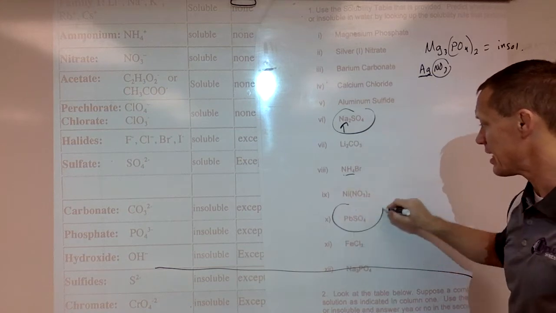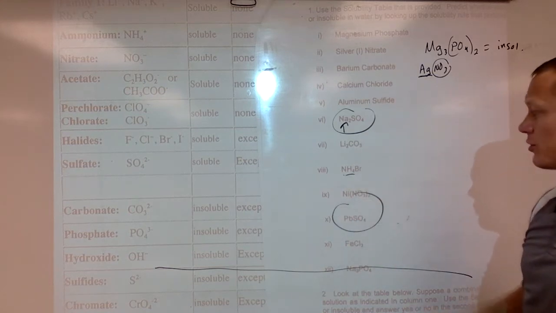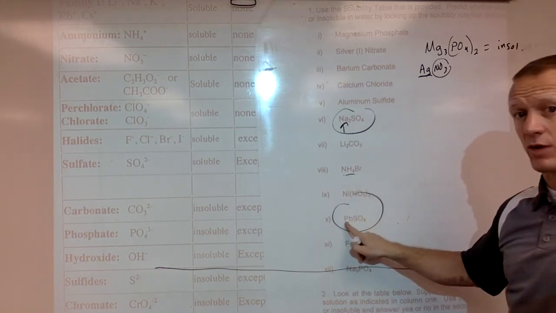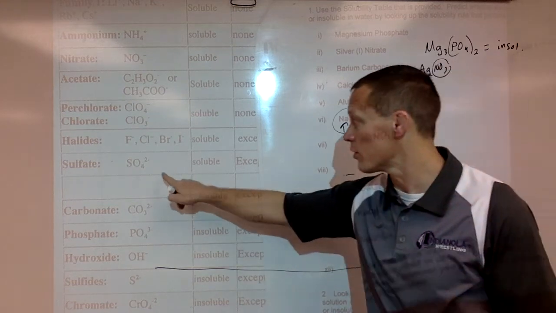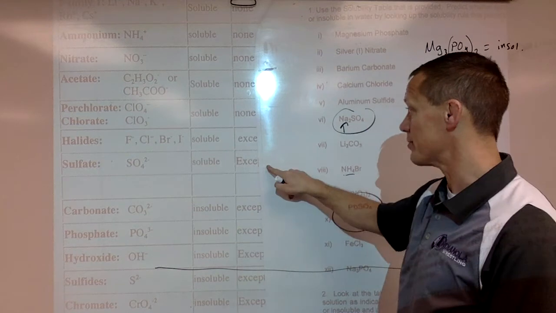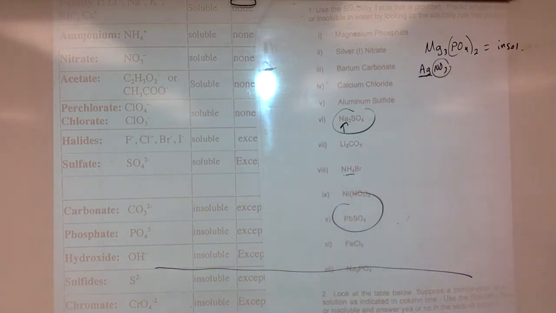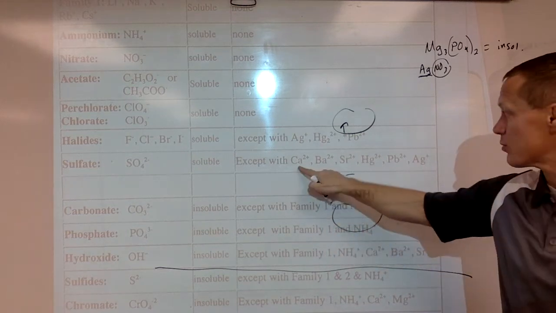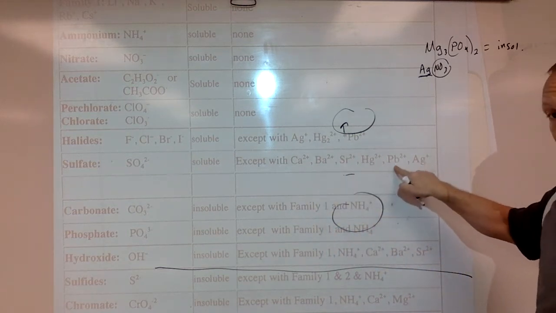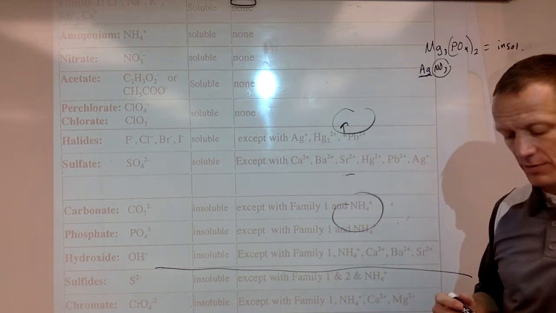Let's look at lead sulfate. So we'd go to first element is not family 1. Okay, find sulfates on here. Sulfate, SO4. Those are soluble, but there are some exceptions. Sulfates are soluble except with these things, and lead is one of the ones on there, so that would be an insoluble compound.